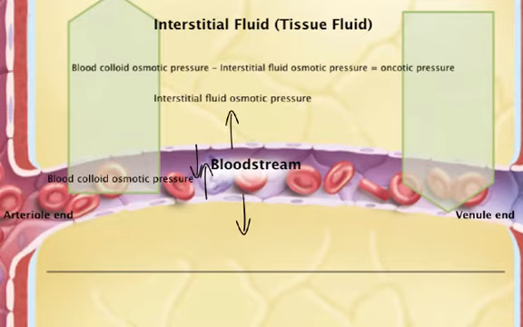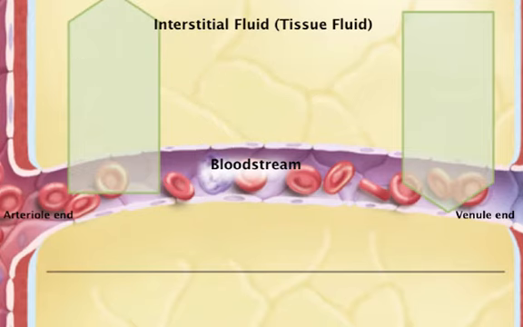The difference in the colloid osmotic pressure in the blood plasma and that of the interstitial fluid is called the oncotic pressure. Again, whichever is greater will determine the direction the fluid will move. These two forces also need to be compared to one another to determine net movement of fluid across a capillary wall.